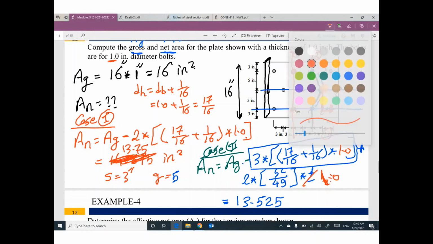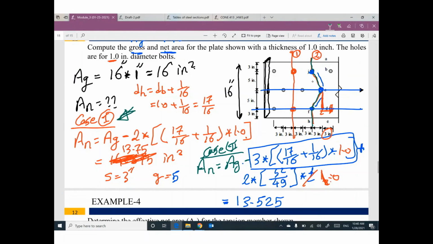Which one is critical for you? Do you think case number 1 is critical or case number 2 is more critical? Case number 1 gives you area net equal to 13.75. Case number 2 gives you area net equal to 13.525. I believe case number 2 will be more critical, so I'm going to consider this case with this area net. One of you will say, hey, Dr. Ayman, we can expect another failure like this. Yeah, I agree with you, case number 3. But believe me, case number 3 will give you more area net because you have only 1 bolt.